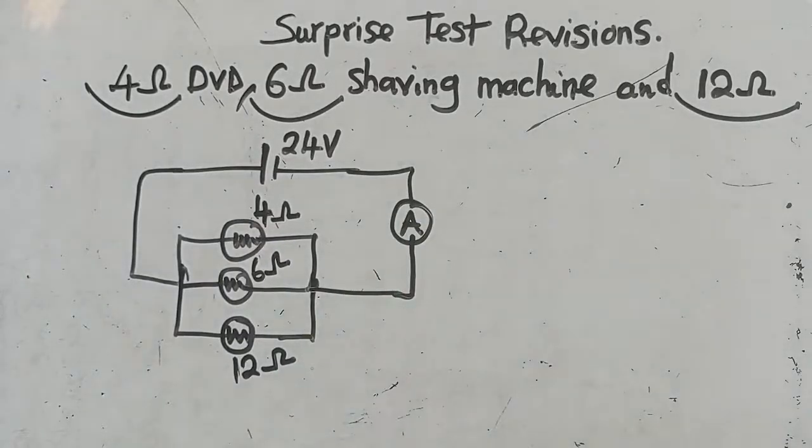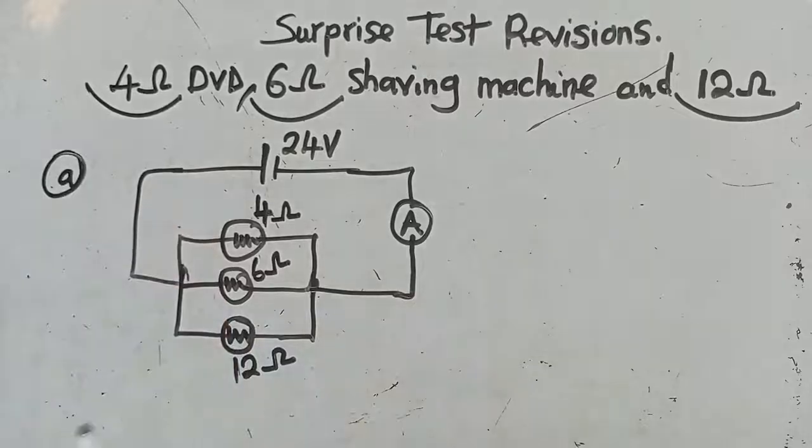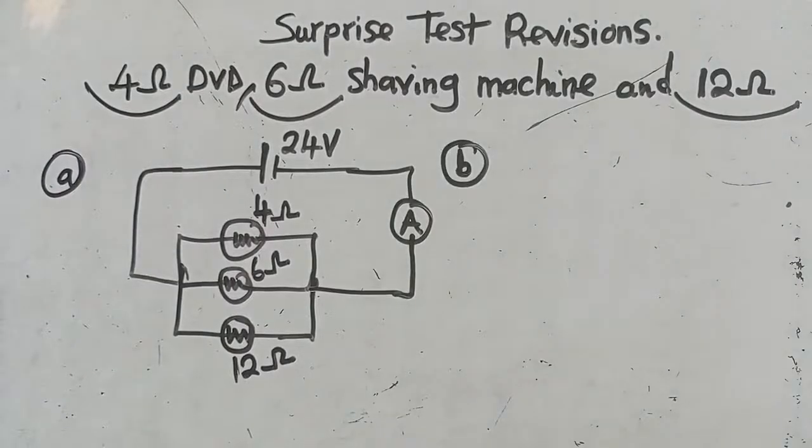The second question was saying, find now the total resistance in the circuit offered by all the 3 appliances. For question A, we were just supposed to draw the circuit diagram. Then going to part B, you are told to find the total resistance in the circuit. How can you find the total resistance in the circuit?